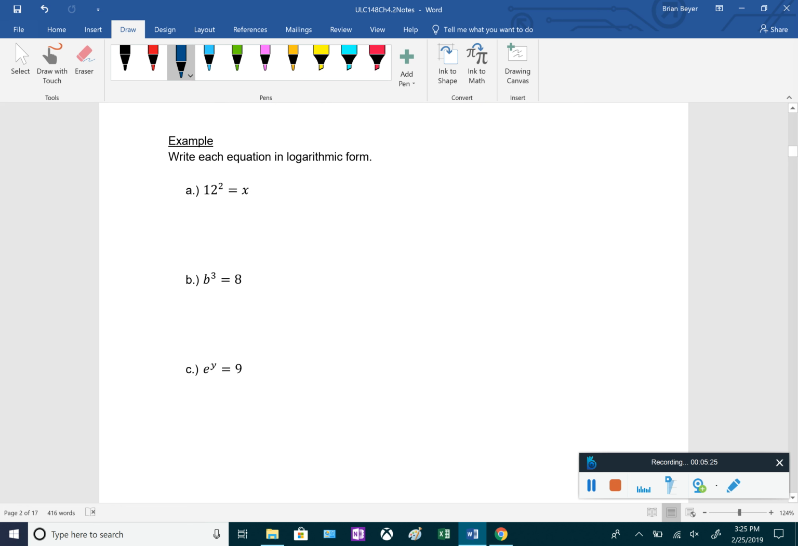So let's write each equation in logarithmic form now. We're starting with exponential form and we want to write it in logarithmic form. I'm just going to write the conversion right here again. So we have 12 to the second equals x. This is going to be the exponent equals log base 12 of x. So for logs, it's always the exponent equals log base, whatever the base of the exponential is, same base on the other side of the equation.